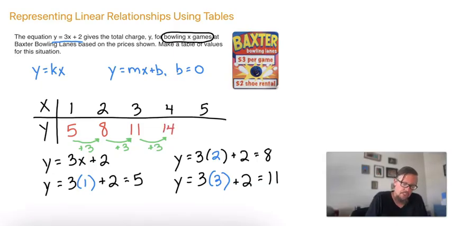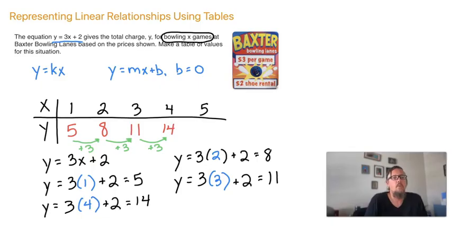And in fact, we could check this with the calculator by doing y equals 3 times 4 plus 2, which it will come as no surprise to you is in fact 14. $14 for 4 games of bowling. And then if we take 14 and add 3 to that, we will get the cost for 5 games of bowling. 14 plus 3 is $17.